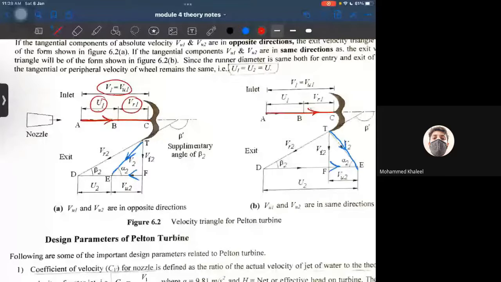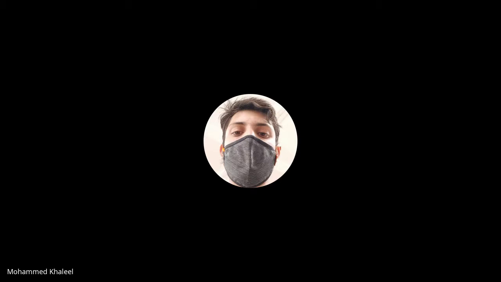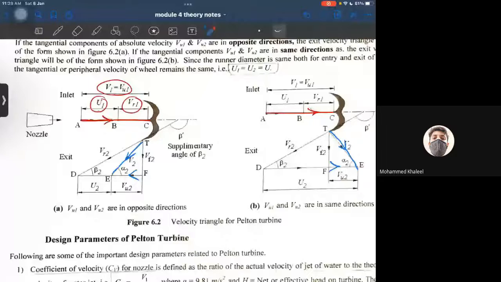Okay. So if you observe the second case, here the inlet VU direction and the outlet VU are also in the same direction. In such cases, VU1 and VU2 will be in the same direction. Either the velocity triangle could be of this one, or the velocity triangle could be of this one. It depends upon the problem statement. Okay.